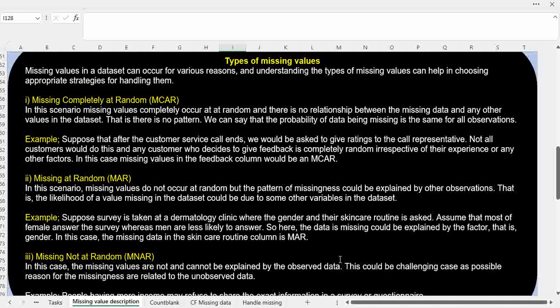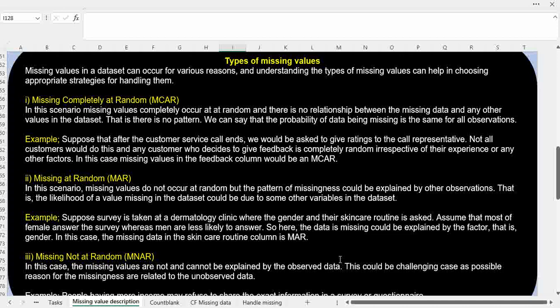Missing values in the dataset can occur due to various reasons, as we have already understood. And understanding these reasons for missing values will help us to choose the best strategies for handling them. So we have mainly three types of missing values: missing completely at random, missing at random, and missing not at random.